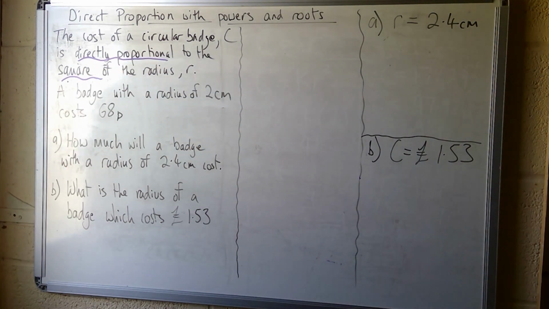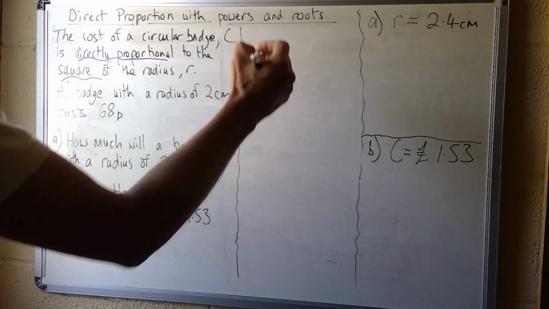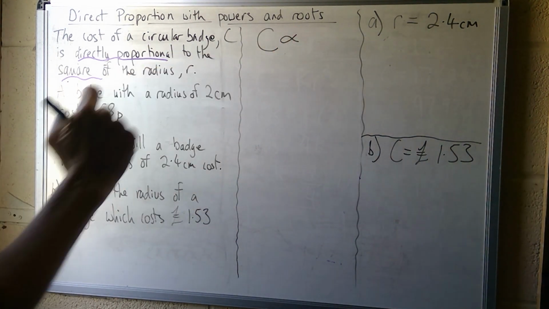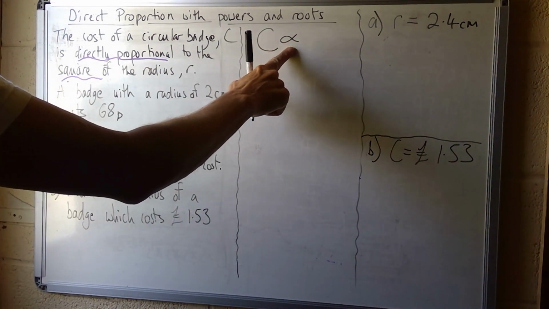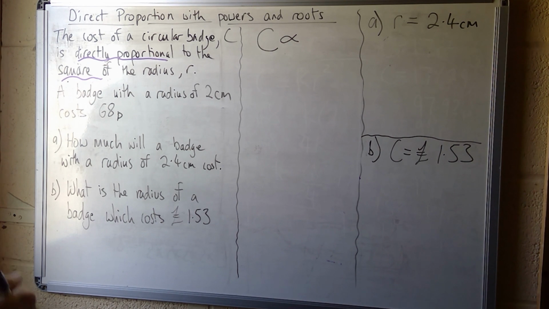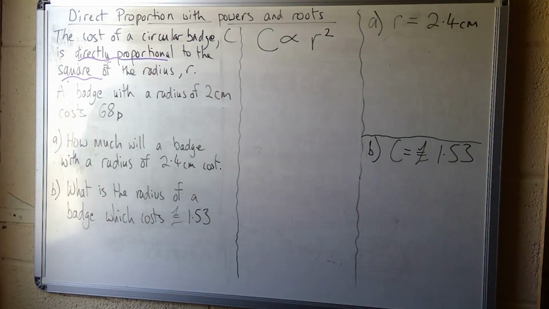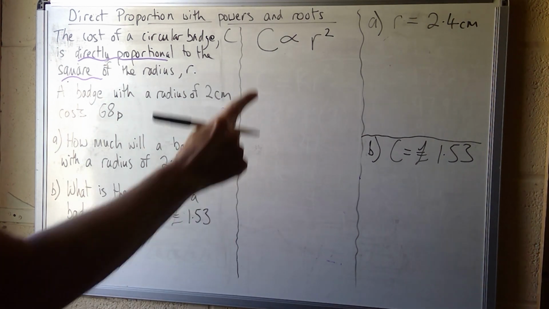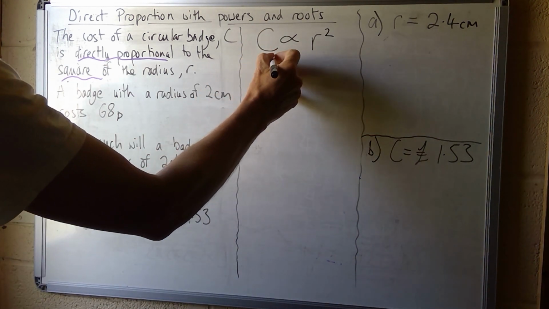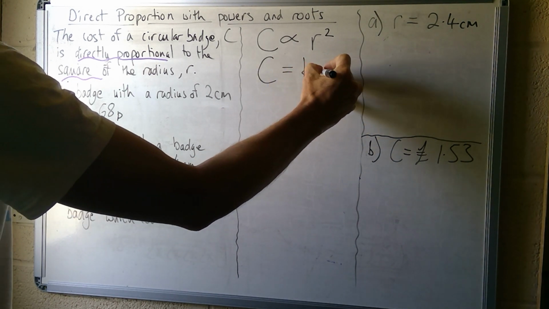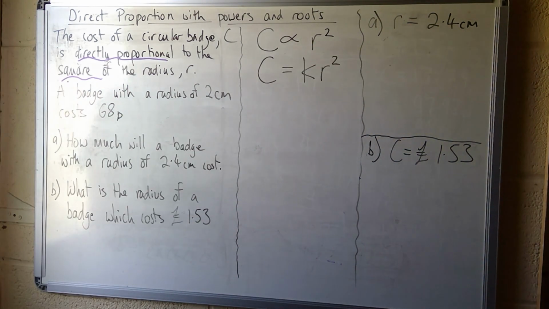So let's look again at this. We'll set up the statement of proportionality. So the cost C is directly proportional. You may remember that sign from previous examples. This time it's to the square of the radius, or r squared. We can once again replace the proportionality sign with equals a constant, so C equals kr squared.